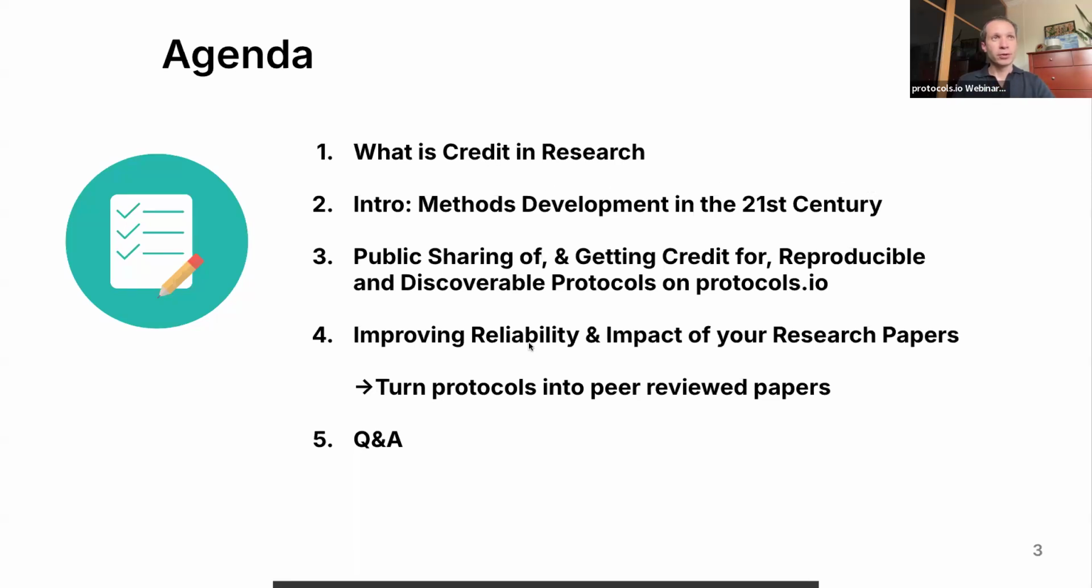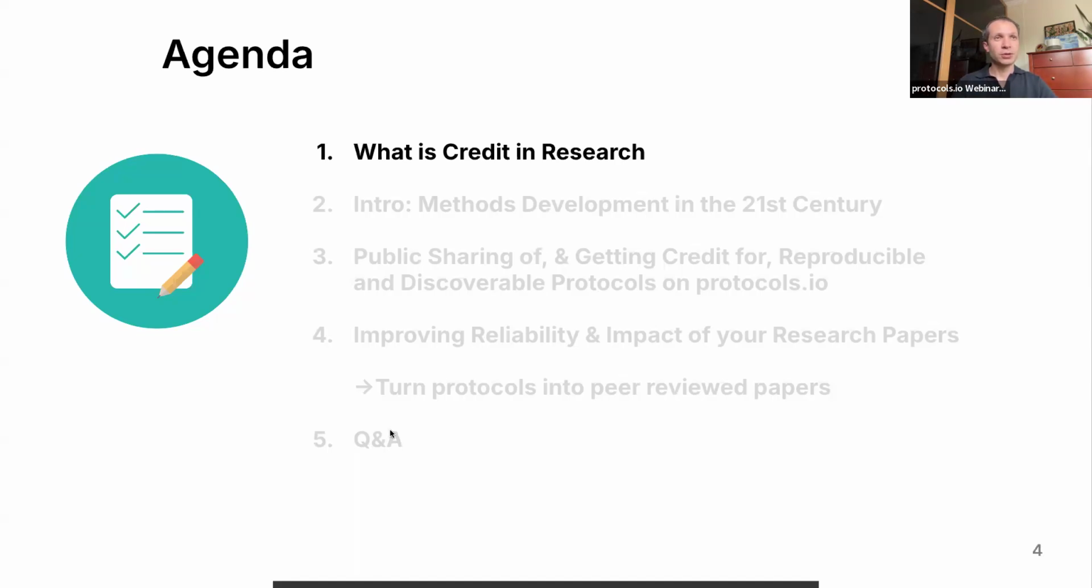We'll talk about, in general, what we mean by credit and research beyond the paper, and then give a little bit of background on what has changed in the efforts to give people credit and recognition for the hard work that goes into method development. Then we'll dive into specifically how you can use Protocols.io, what the different options are for sharing on Protocols.io and increasing visibility, and also how this connects to publishing papers and the peer-reviewed aspect, both for protocols as part of method sections and for standalone protocol articles. And then we'll get into the Q&A.